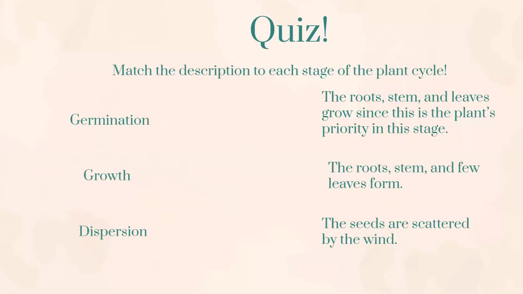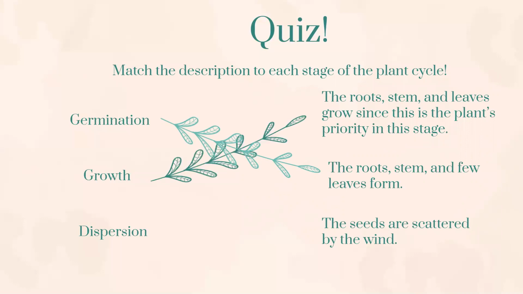Alright, last question. Take 15 seconds to match each stage with the description of the stage. Alright, this could be a little tricky if you don't read closely. During germination, the roots, stem, and leaves form. During growth, the roots, stem, and leaves grow. During dispersion, the seeds are scattered by the wind.